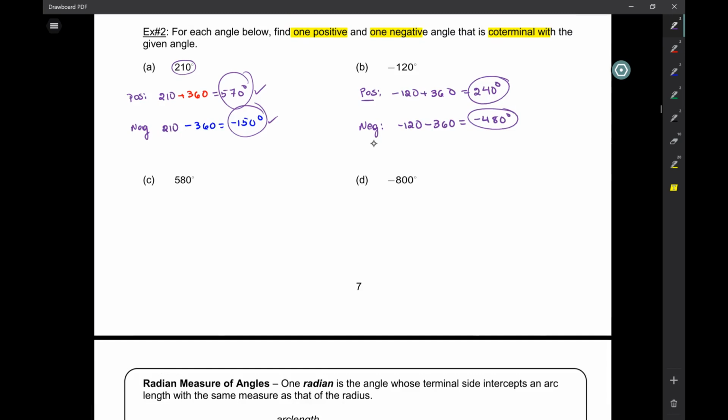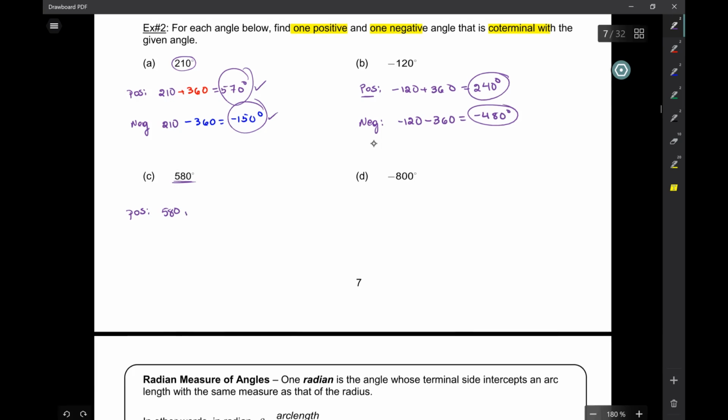All right, let's do this one. Now I have positive 580. So I take the 580 and I'm thinking, positive coterminal angle? That's easy. I just add 360. Let's do that, and I get 940 degrees. Now, is that a positive value? Yes, it is. It qualifies as a positive coterminal angle.